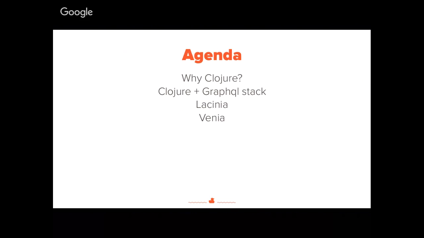So first, I'm going to talk a bit about Clojure. How many of you, by the way, know what Clojure is? Have some experience, except you, because you have a Clojure T-shirt. 2. You do have experience. You know what Clojure is, right? Then I'm going to dive deeper into the Clojure and GraphQL stack, and I will show in more detail 2 interesting libraries, Lacinia for the backend and Venia for the frontend.